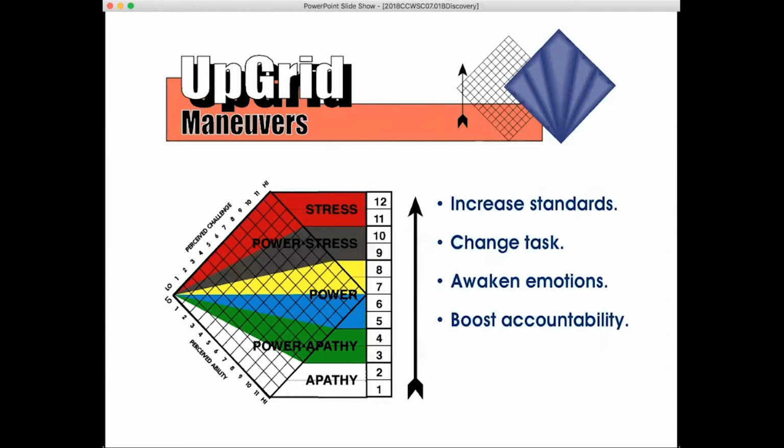Awaken the emotions of the higher level of tension. So awaken the emotions of power or power stress or perhaps even stress, and boost accountability. So let's figure out what to be done, when to do it by, and then let's see what we can do to help make sure that they stay on track. So these are the upgrade maneuvers.